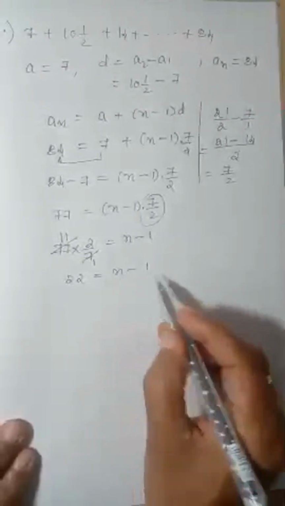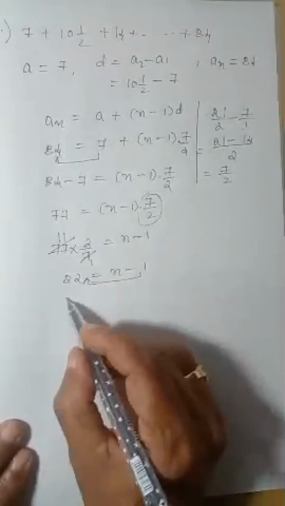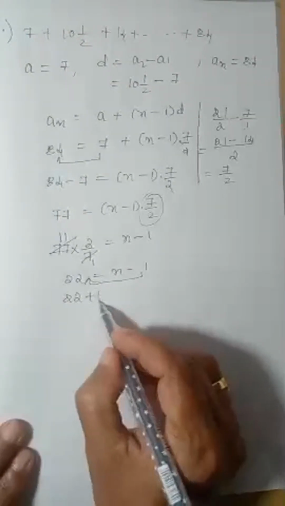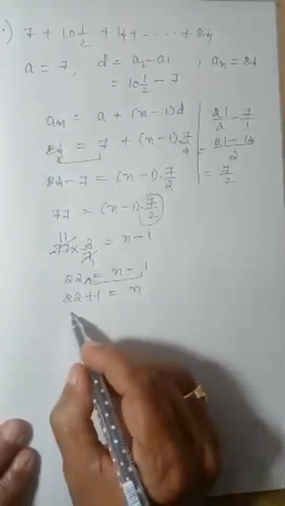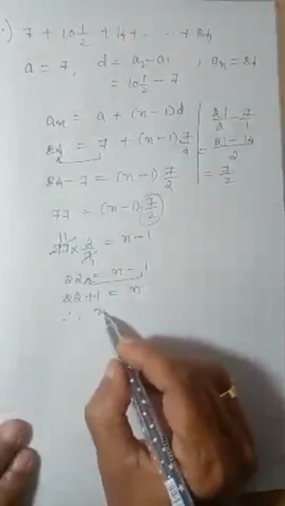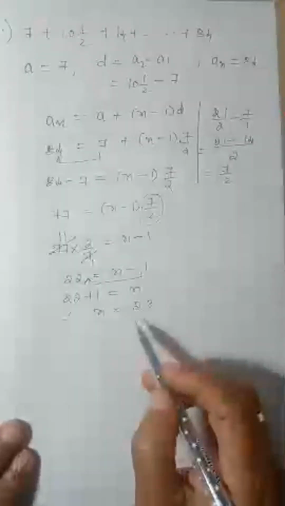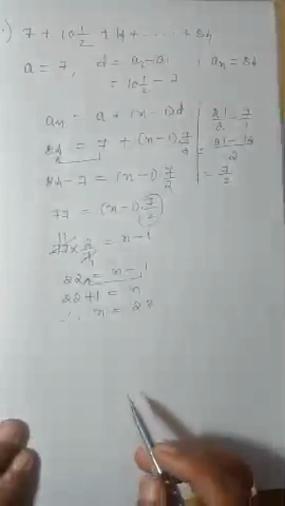Here the minus sign is there. Take this minus 1 from right to left. That becomes 22 plus 1 is equal to n. Therefore, in this AP, how many terms are there? That is n is equal to 23. Using this, I want to find the sum.